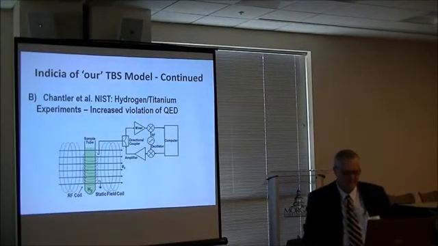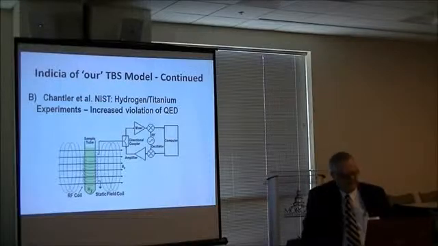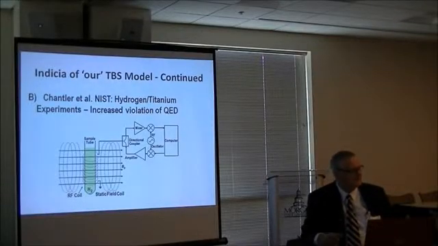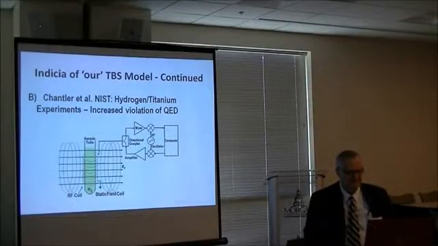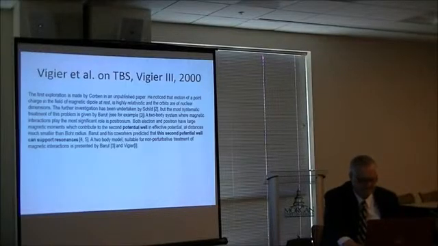The best indicia for our model, experimentally, is work by Chandler and his colleagues. He's done experiments for the last 10 years on hydrogen, and recently he's done some on titanium. And the beauty of this is he stripped all the electrons off of titanium except one, so in a sense you have a larger hydrogen atom. You want that kind of simplicity. This is in your memory stick, so you can peruse that at your leisure.